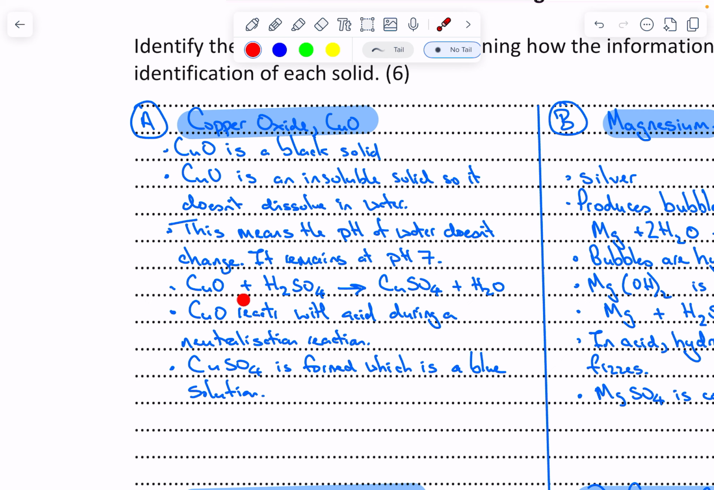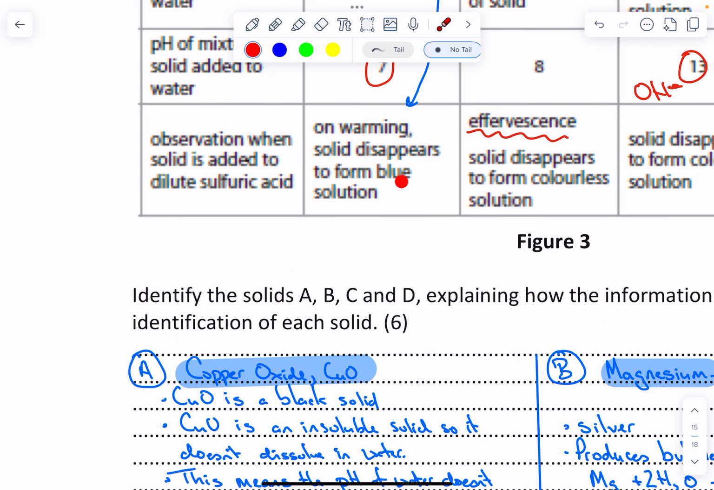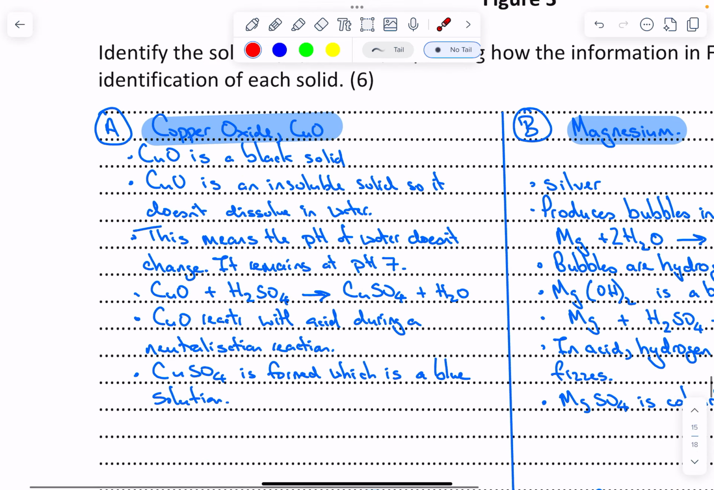I can then show an equation here for the reaction with sulfuric acid. So copper oxide with sulfuric acid, this is a neutralization reaction, so I get a salt and I get water forming. The copper reacts with the acid during the neutralization reaction, and copper sulfate is formed, which is a blue colored solution. If I go back up to the table one second, I can see here I'm getting this blue colored solution. Okay, so there's the bullet points for A. If you want to pause the video there to tick them off, you can do.